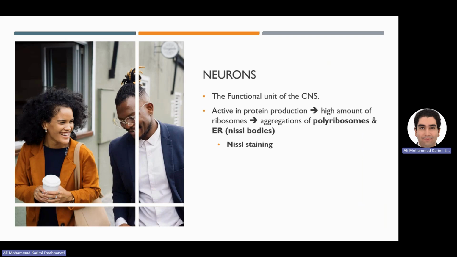What's a neuron? Neuron is the functional unit of central nervous system. And what do they do? Basically, they are active in protein production. That means that they have a lot of ribosomes in themselves. A lot of ribosomes means that there is polyribosomes in that area. And polyribosomes is usually close to ER, endoplasmic reticulum. So a lot of ribosomes, a lot of ER at the same time, which is nissl body.